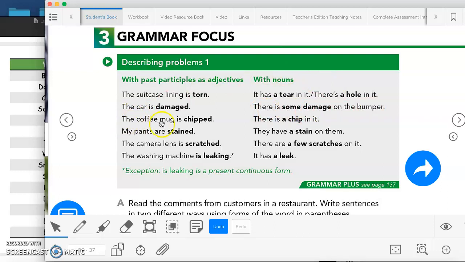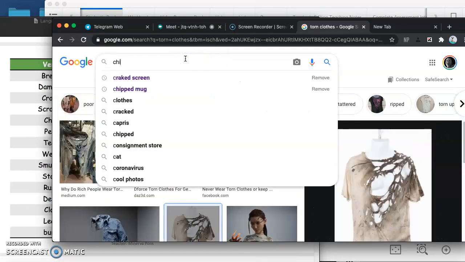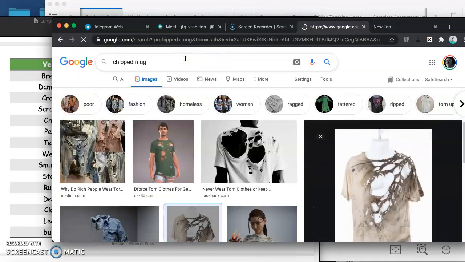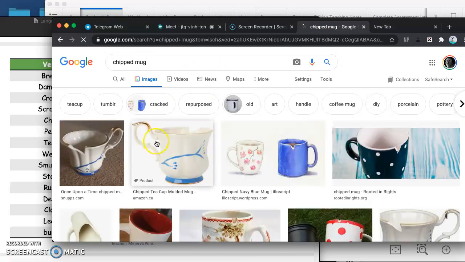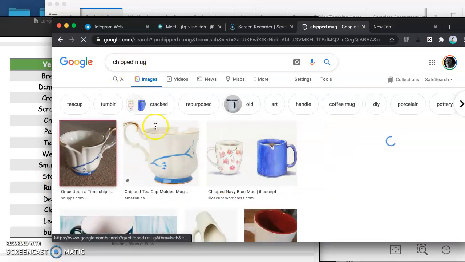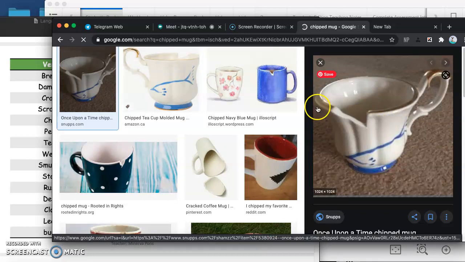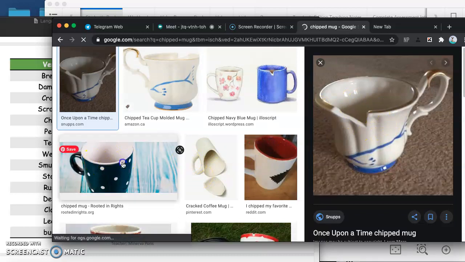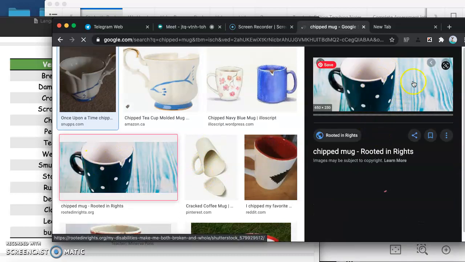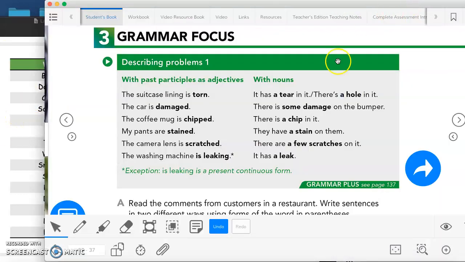We can say the coffee mug is chipped, or there is a chip in it. A chipped coffee mug is this. I'm going to give you a vocabulary exercise tomorrow so you can practice it. But basically, this is a chipped mug. It's a little broken in here. You can still drink, but this thing, that's what we call a chip. So you can say that your mug is chipped or that there is a chip in it.